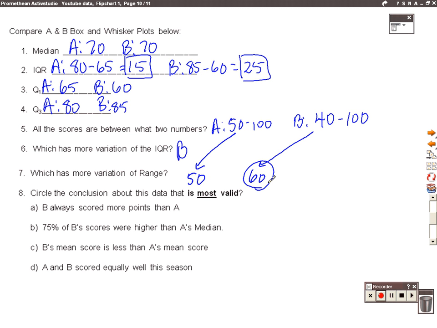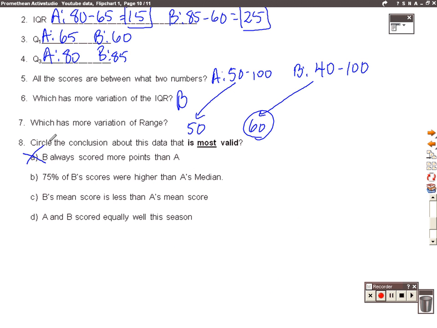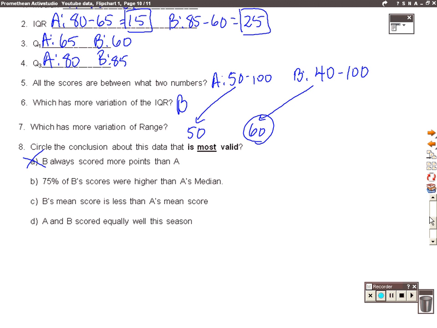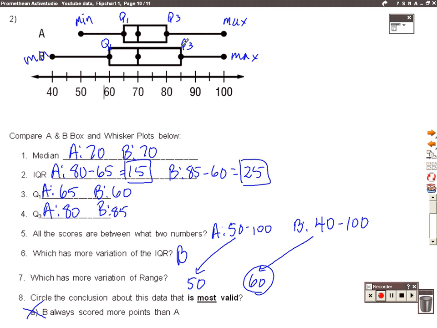And then finally, circle the conclusion about this data that is most valid. Well, again, if we look at the box and whisker plot, the scores for B are not always higher than A, so we can eliminate that answer. Again, the word always is a dangerous word. B, 75% of B's scores were higher than A's. So if we do the same thing that we did before and we count back 1, 2, 3, here's where 75% of B's data occurs, and that is not greater than A's median, so we can get rid of that one.